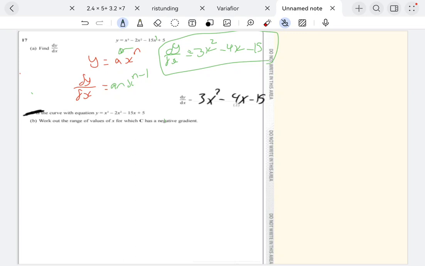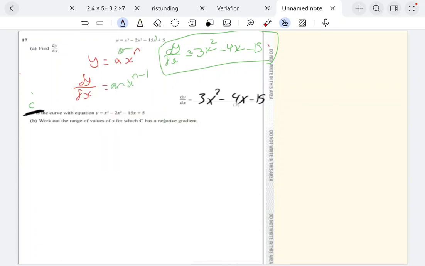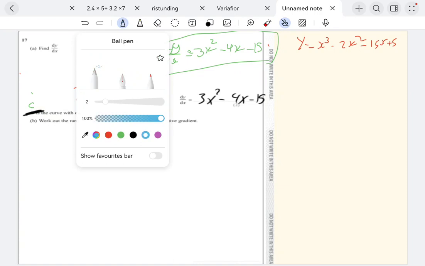Okay, he says C. It looks like C here, but it's not clear. C is the curve with the equation y equals x cubed minus 2x squared minus 15x plus 5. Okay guys, you have to know that any cubic graph, how I know it's cubic, it has the highest power cubed. As you see, the highest power is cubed.